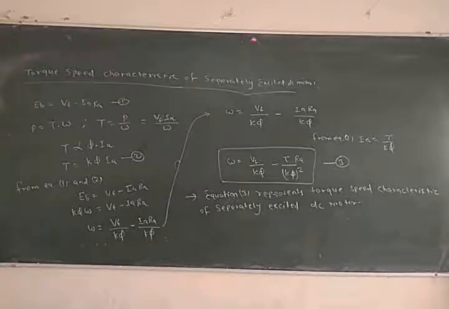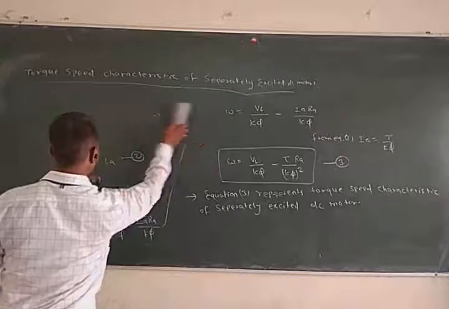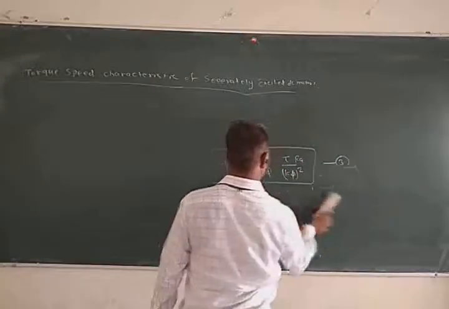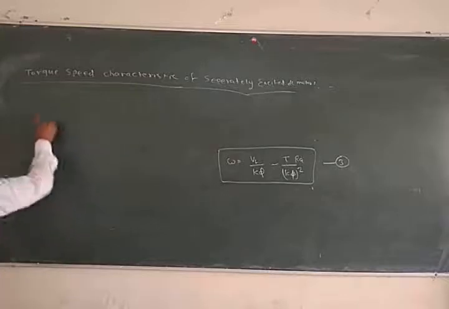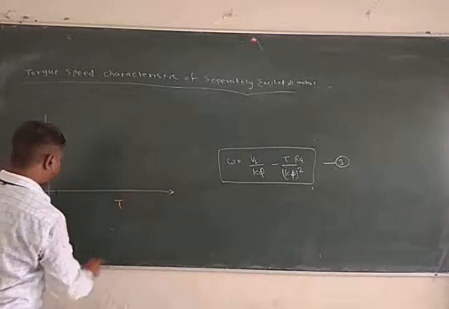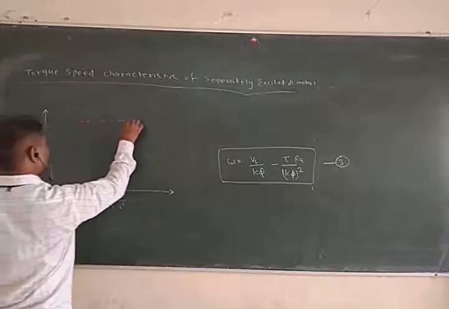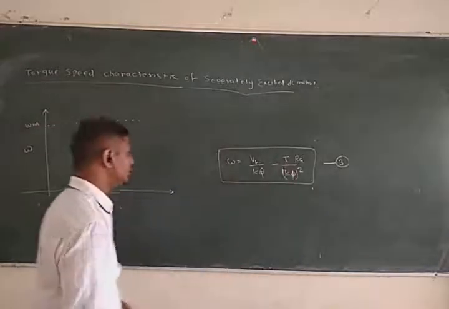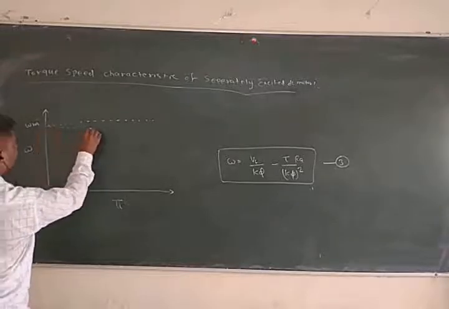Now the next concept is the torque speed characteristic of separately excited DC motors. From equation number 3, we draw the torque speed characteristic for the separately excited DC motor. Suppose this is torque T and this is speed omega, with maximum speed omega n. Now, when there is a change in torque T, the speed will decrease.